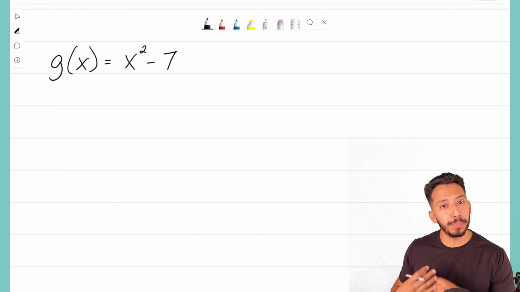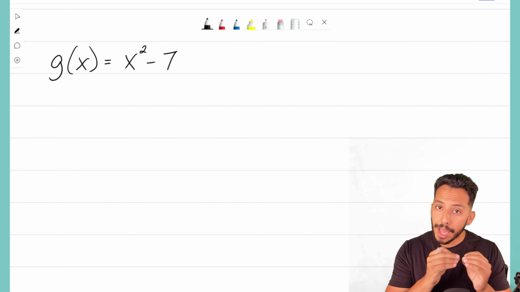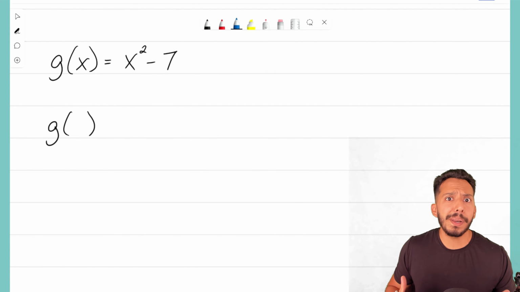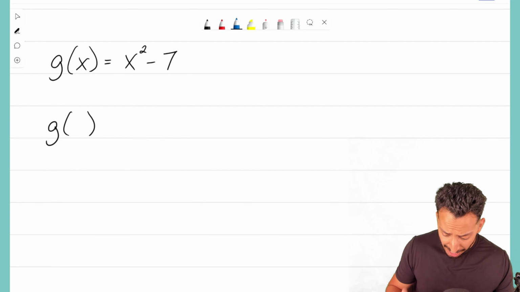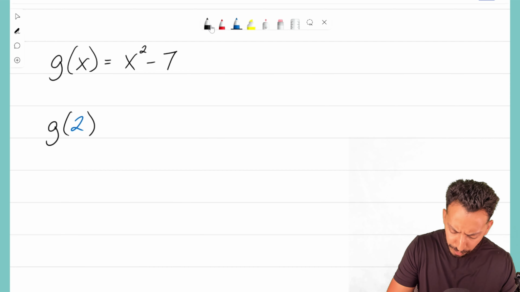That's how this works. You change x to a new number that'll be your input, and we want to find its output. So I'm going to rewrite this g of x, but instead of writing x, I'm going to pick a number to be our new input. And for this, why not pick 2? We can have 2 as our input. There's nothing wrong with that.